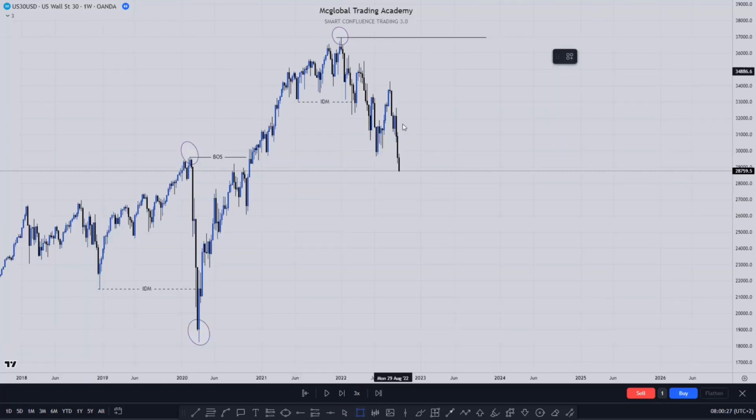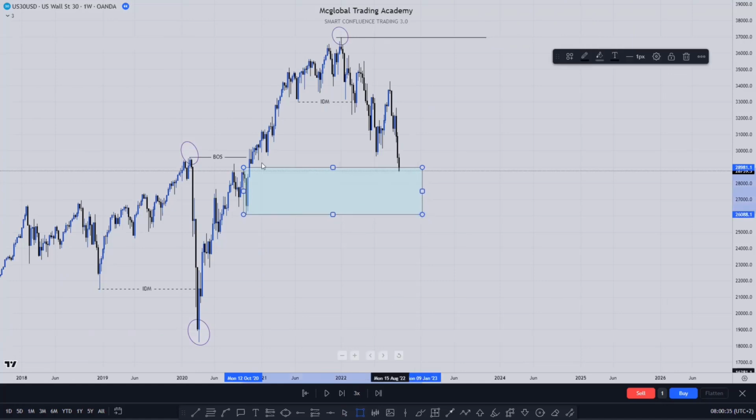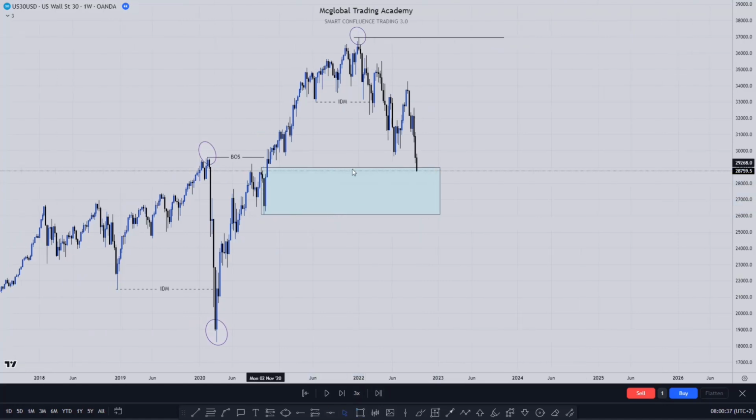So in this case, on this pullback, we have a zone here. That's an institutional zone, right here. That was my first zone of lookout, where I was anticipating them to pull back into before they continue up. Even here, there was also another zone down there, but my first major zone was up there.